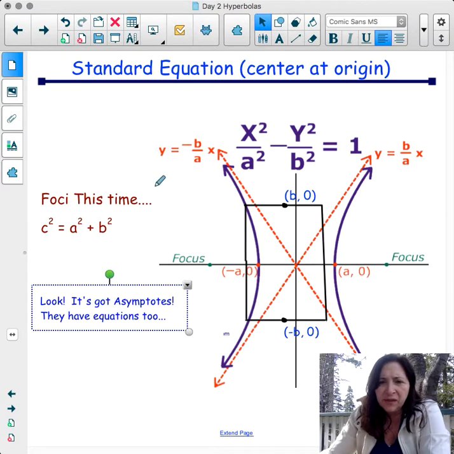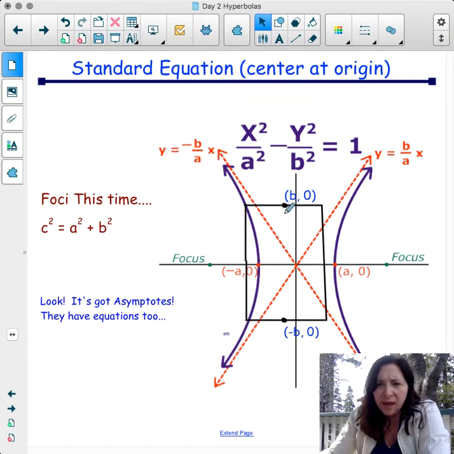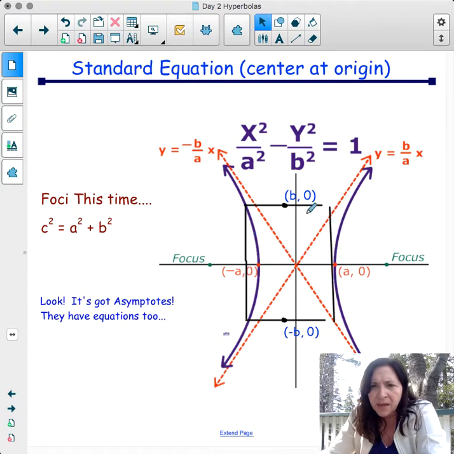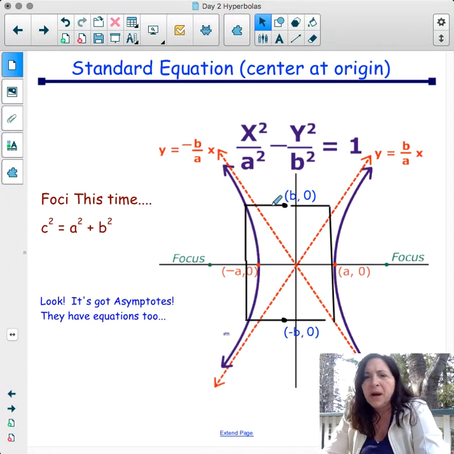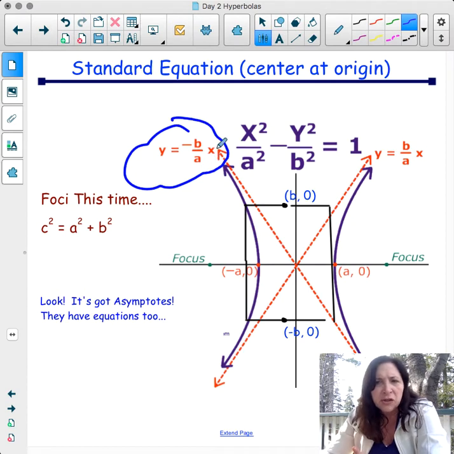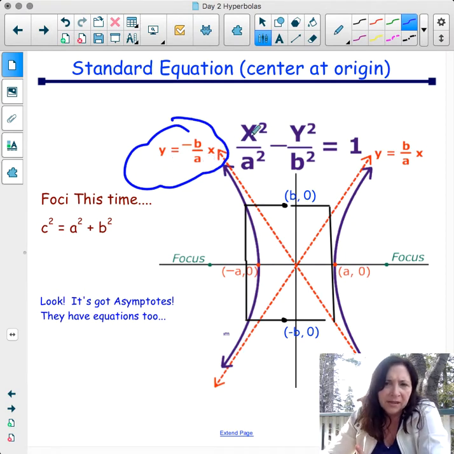What you're going to notice is that in this equation right here, there are asymptotes. For this equation, let me see if I can move this over a little bit, okay? My asymptotes basically go from corner to corner. It's a little bit off. But the equation of my asymptotes is y equals plus or minus b over a. So basically that's my y over my x. It's always going to be y over x, rise over run, okay?